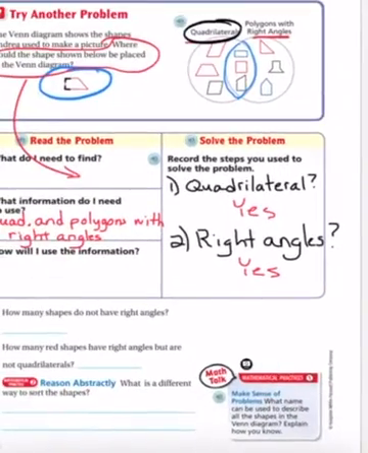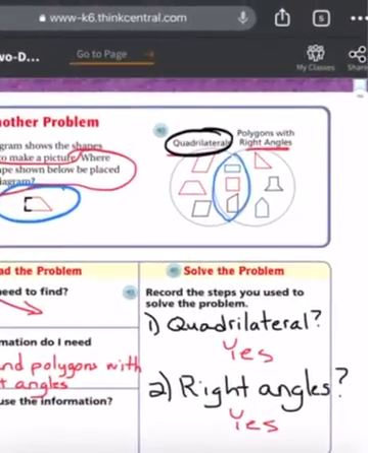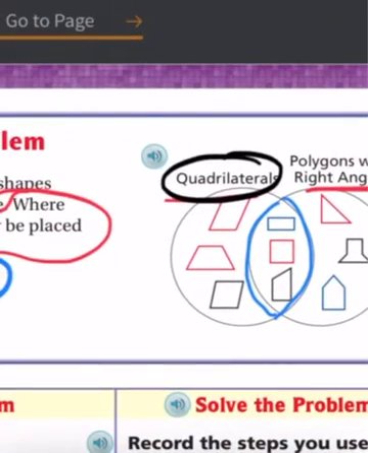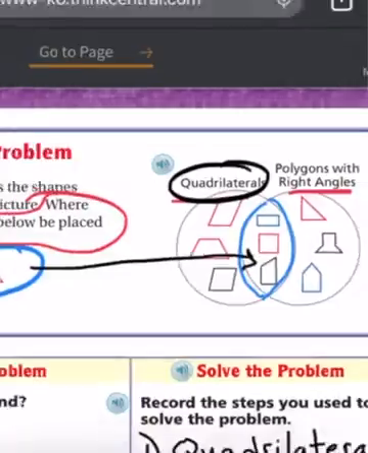So where would it go? Well, let's draw a little line. It goes right in the middle because it's one, a quadrilateral, and it also has right angles, so it goes in the middle.